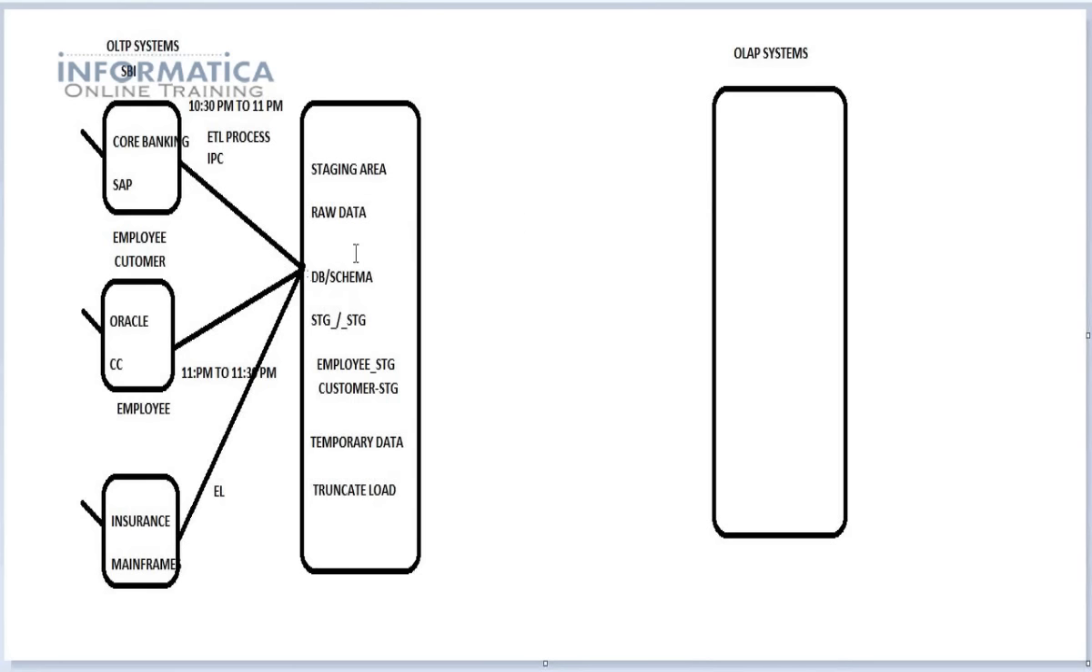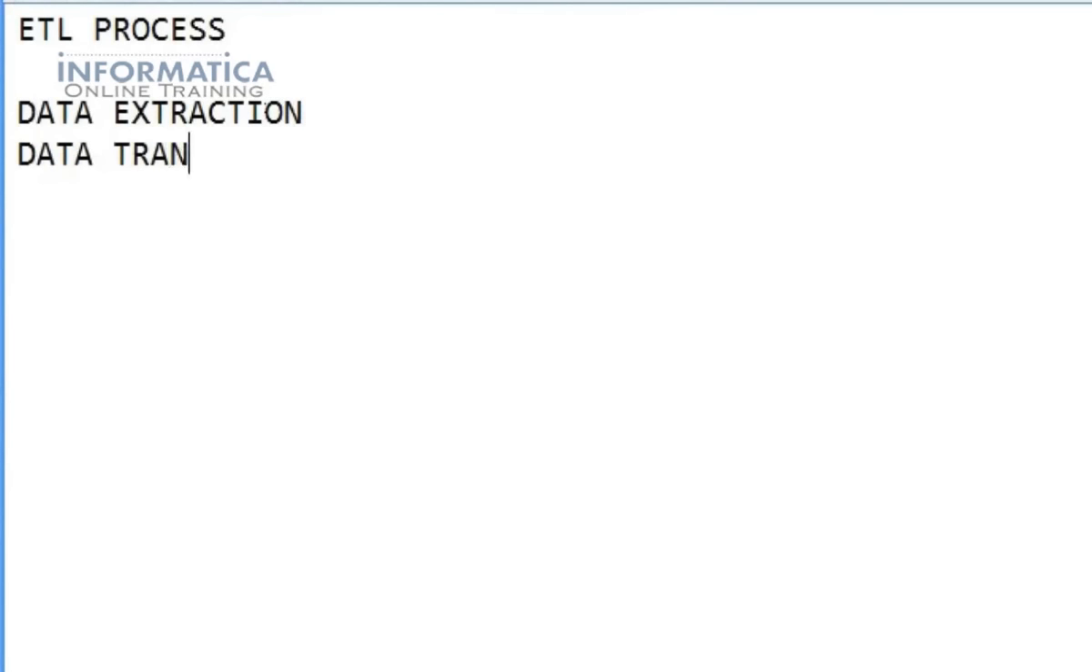So all the raw information is present in this staging area, and it is a separate process. It's a separate database, or it could be a separate schema that you have in the data warehouse. So when you talk about the ETL process here, it basically contains three processes: data extraction, data transformation, and data loading.